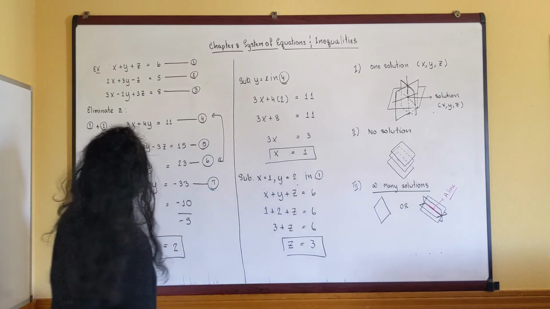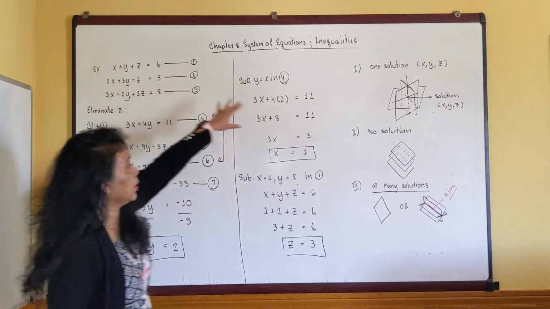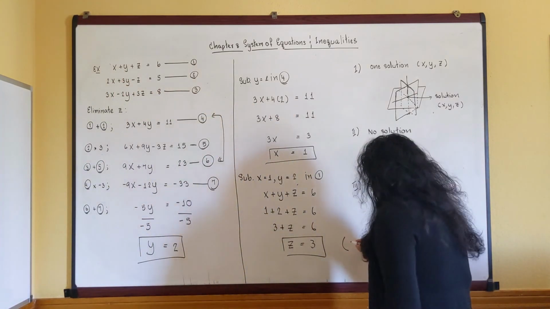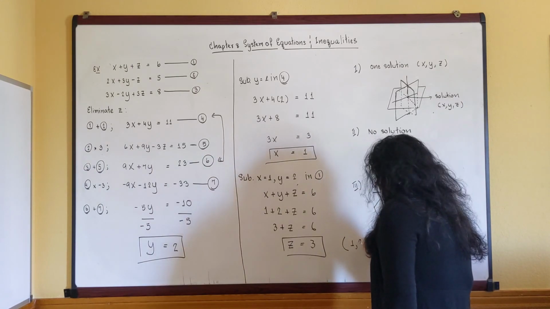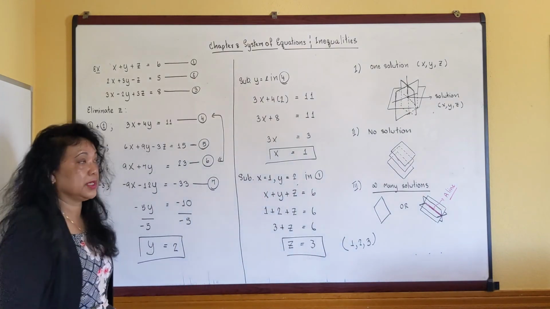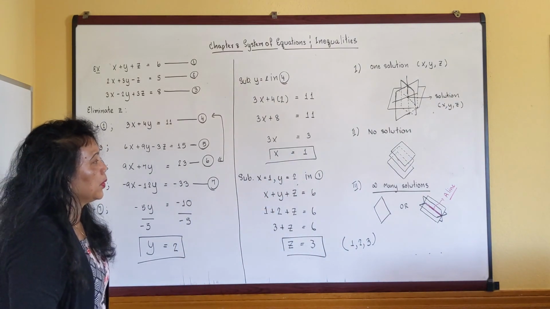So these 3 equations cross at one point, like the first one, and the point that they cross is in this order: 1, 2, and 3. X, y, and z. You have to put it in that order. So it crosses at one point.